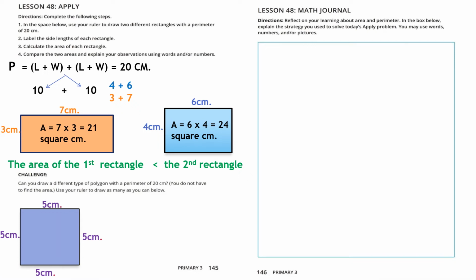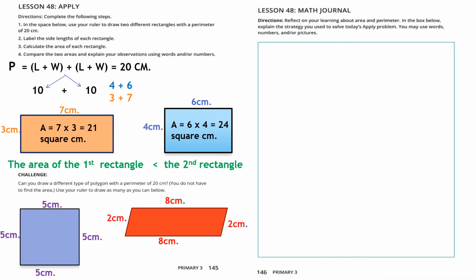5 plus 5 plus 5 plus 5. So the perimeter is 20. It means we added all sides. We can say 5 plus 5 plus 5 plus 5 because 5 times 4 equals 20. If we want to draw a different polygon like a parallelogram, we can draw it like this.